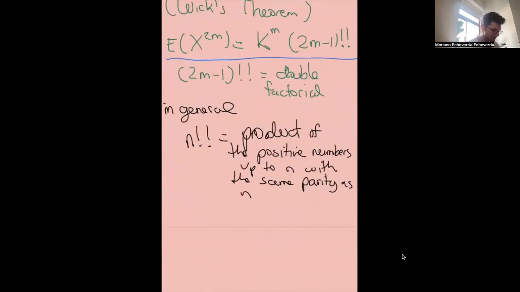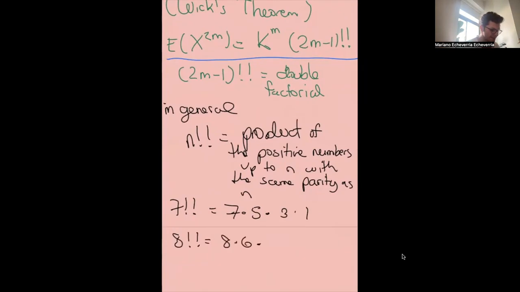So for example, 7 double factorial is 7 times 5 times 3 times 1. You skip the even numbers because you're just supposed to multiply the numbers with the same parity. Or 8 double factorial would be like 8 times 6 times 4 times 2.